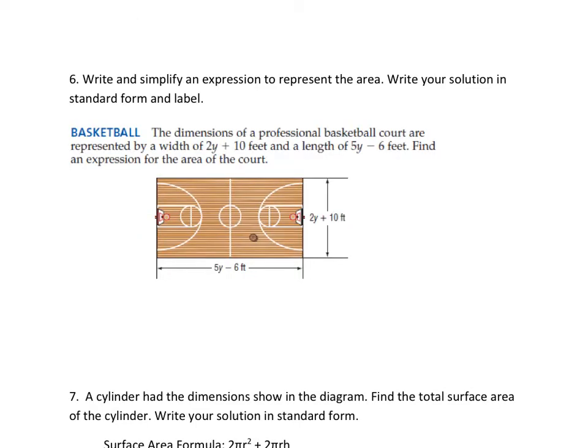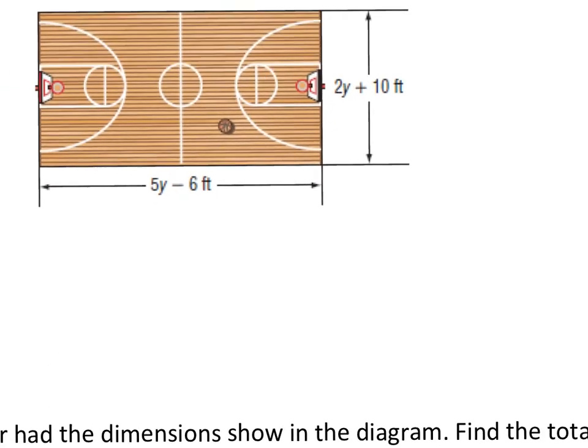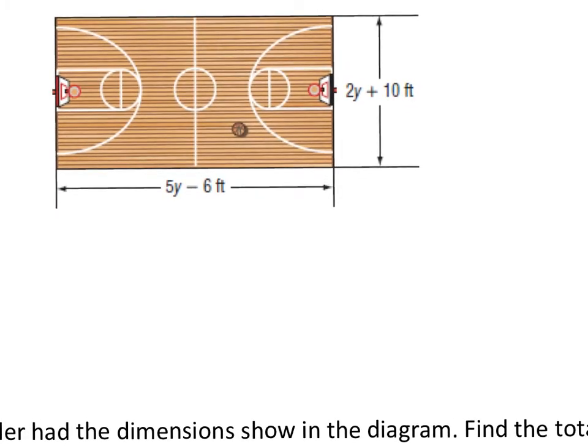All right, so it says write and simplify an expression to represent the area. Write your solution in standard form and label. The dimensions of a professional basketball court are represented by the width of 2y plus 10, so you can see they've got that here, and a length of 5y minus 6. Find an expression for the area of the court. Okay, so to take area, hopefully we know that that would be length times width, right? So I'm going to have area equals length times width. So my length would be 5y minus 6, and my width is 2y plus 10.